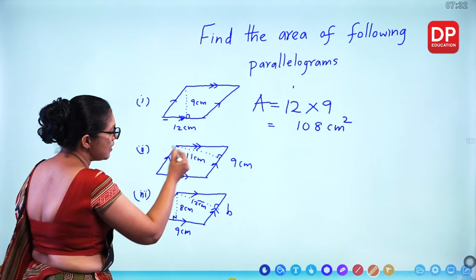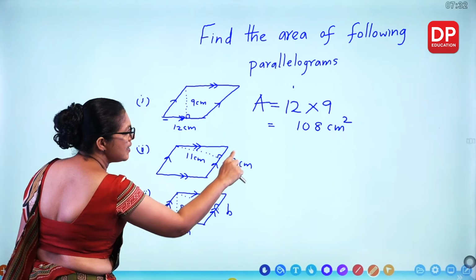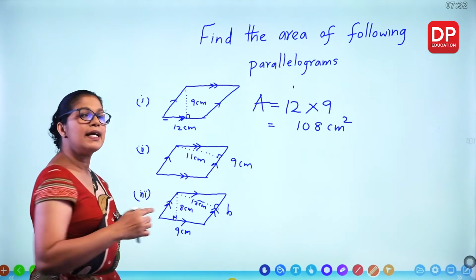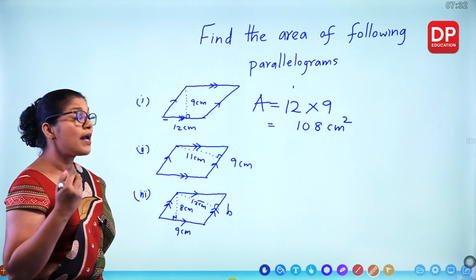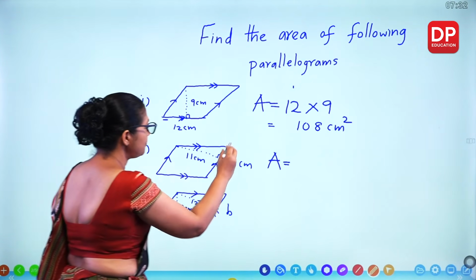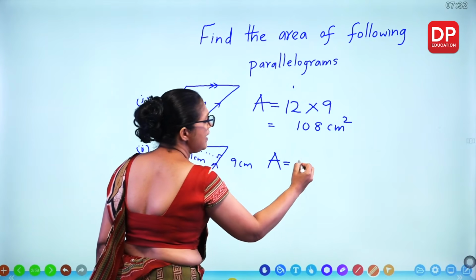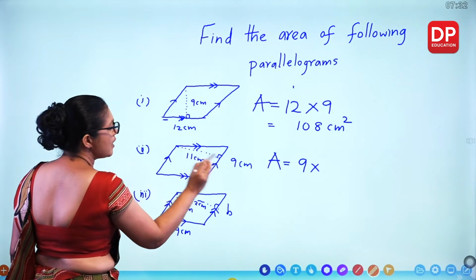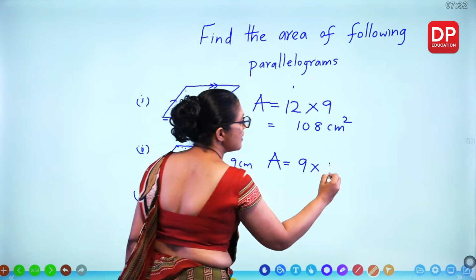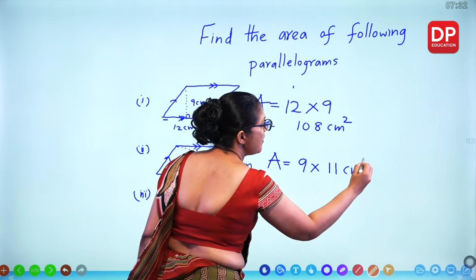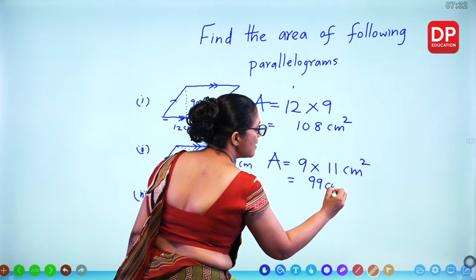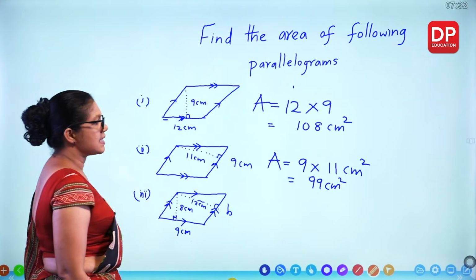Now look at this one. The base is given as 9 centimeters and the perpendicular height is 11 centimeters. How can we find the area? Area is equal to base 9 times perpendicular height or altitude 11. So what's the area? 9 times 11 is 99 square centimeters.